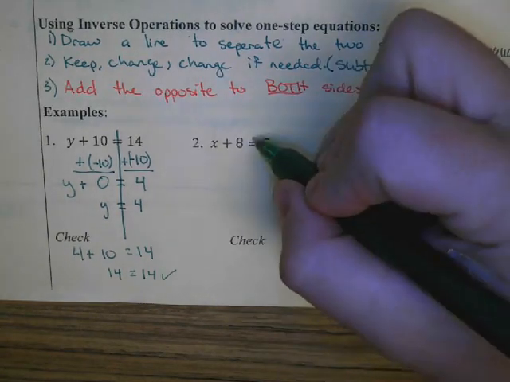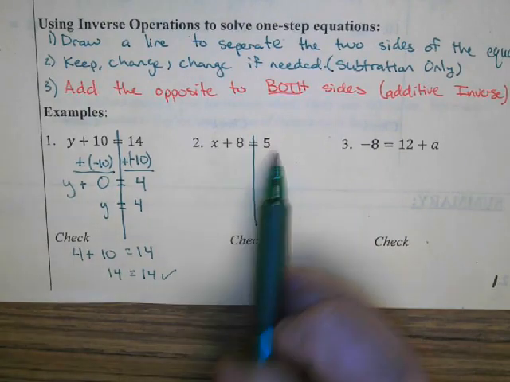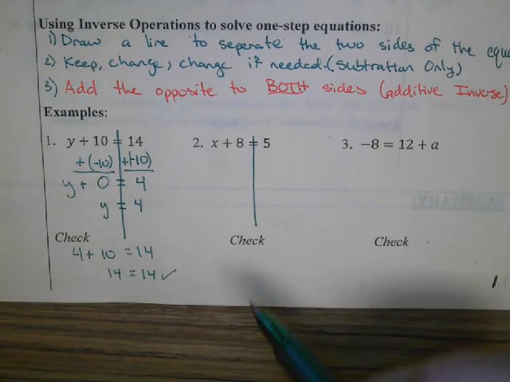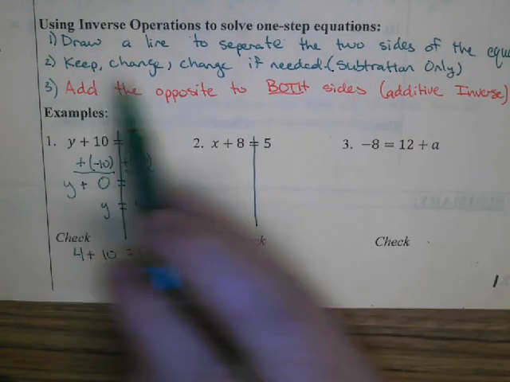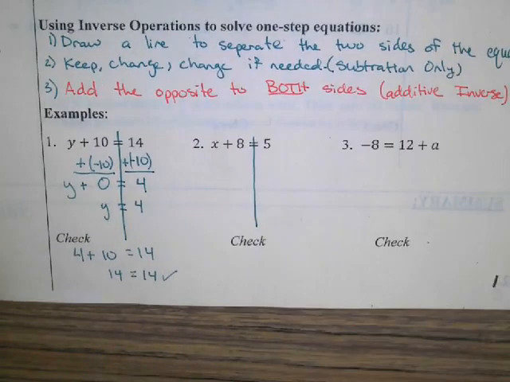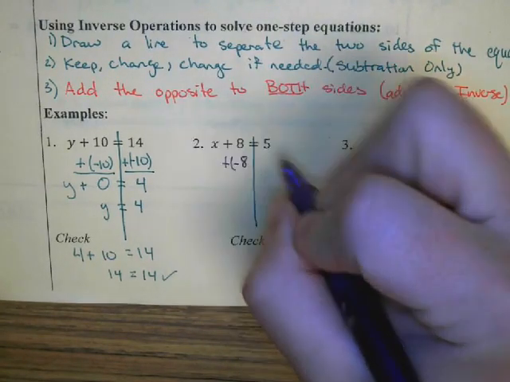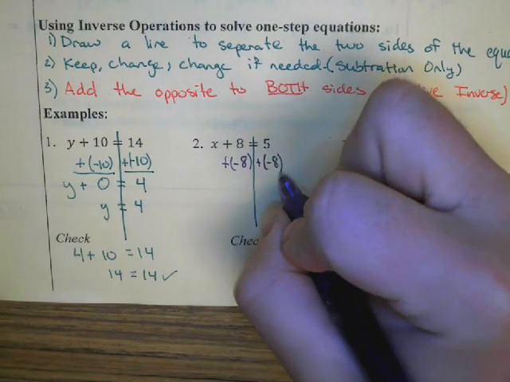Okay, so let's see if we can continue this process. Is there any change to deal with? No, there is not. And so I will add the opposite to both sides. So I'm going to add the opposite, plus -8, to both sides.